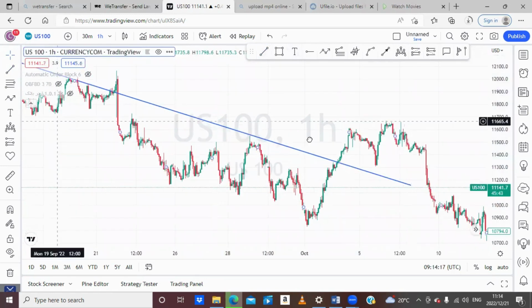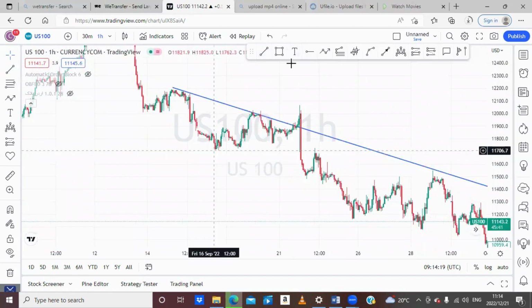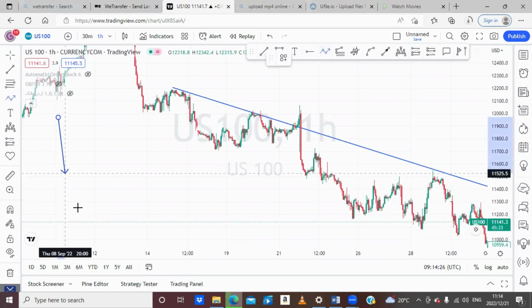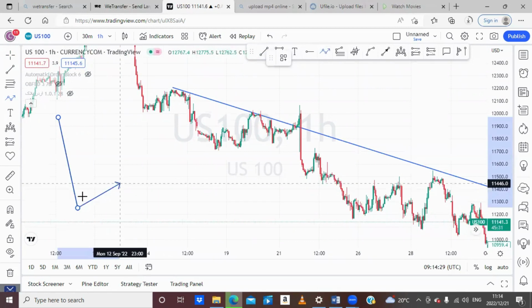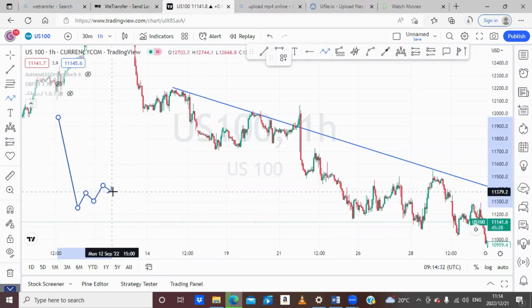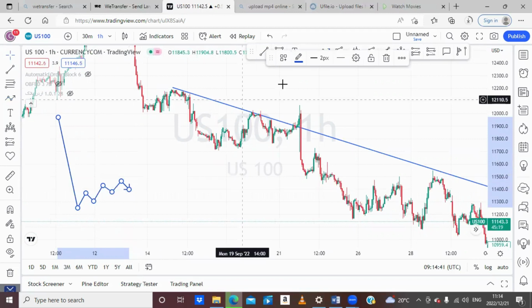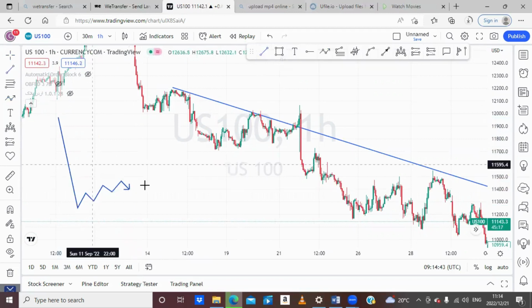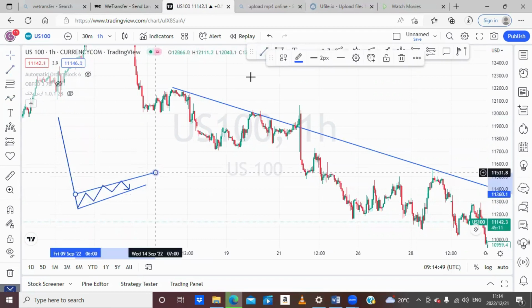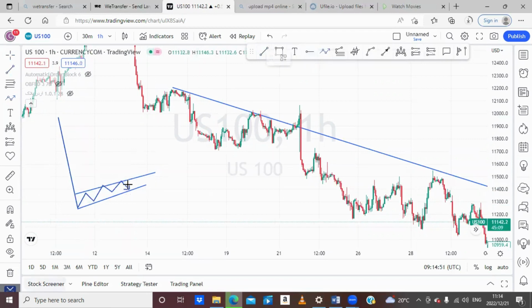Something like this. Let's say we have a downtrend, something like this. Now, the ones responsible for continuation will be something like this. Then it makes this kind of movement, making a smaller uptrend, something like this. Then what ought to happen in this situation is it will break out, then continue with the bigger trend.